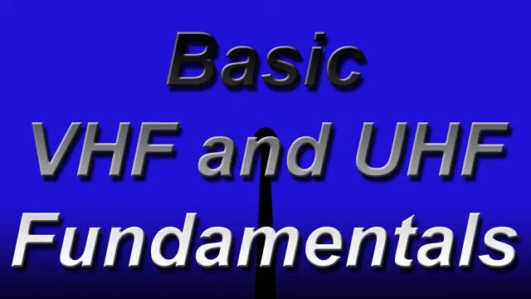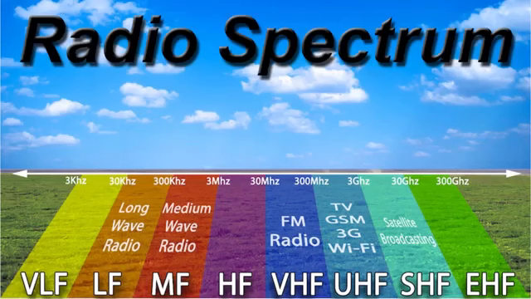This is basic VHF and UHF fundamentals. Let's talk briefly about radio spectrum. The radio spectrum actually starts out about 3 kilohertz. The area between 3 kilohertz and 30 kilohertz is called VLF, or very low frequency. This area is primarily used for submarine traffic.